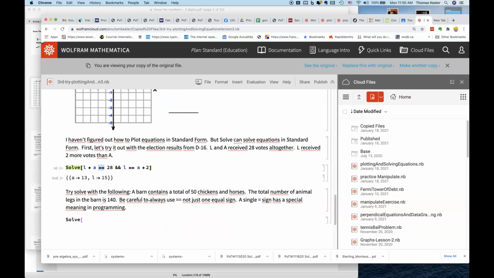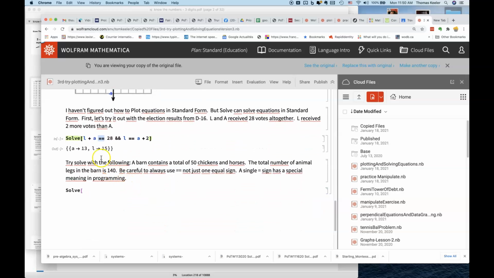It is. Okay. So what I'd like you to do is try and use solve to solve the following problem. A barn contains a total of 50 chickens and horses. In other words, the number of chickens plus the number of horses, their sum is 50. The total number of animal legs in the barn is 140. In other words, if you multiply the number of chickens by 2 and the number of horses by 4, the total you get will be the total number of legs, which equals 140. Okay, so give that a try.